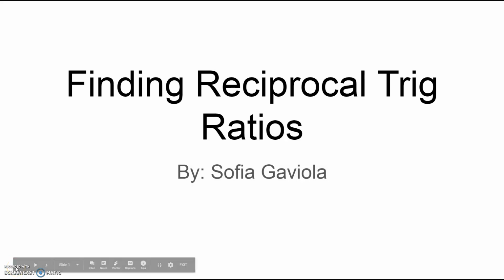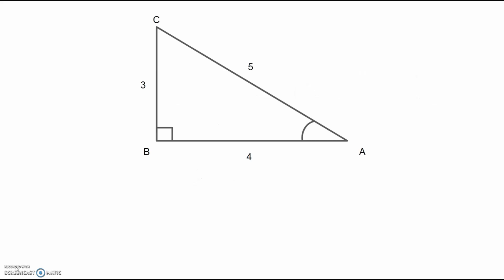My name is Sophia Gaviola, and my topic is finding reciprocal trig ratios. I'll be going over the 6 trig ratios: sine, cosine, tangent, cosecant, secant, and cotangent. We're going to determine the 6 trig ratios using angle A. First, we will be going over sine, cosine, and tangent, and you can remember these trig ratios by remembering SOHCAHTOA.